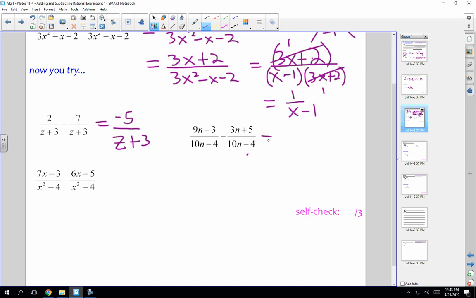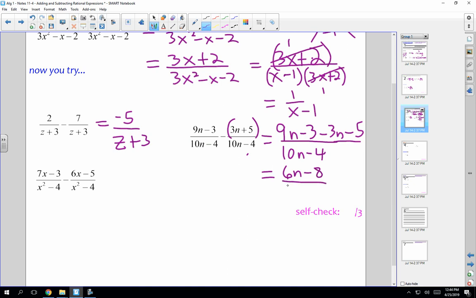Over here, we've got 10n minus 4 on the bottom. Then we've got 9n minus 3. And then don't forget the magic unwritten parentheses here. Minus 3n minus 5. Go ahead and combine like terms. We've got 6n minus 8. Looks like there's a potential here for some simplification.